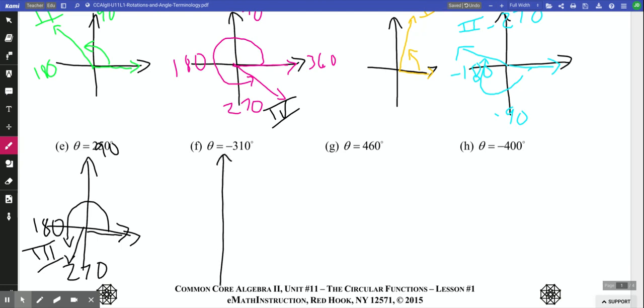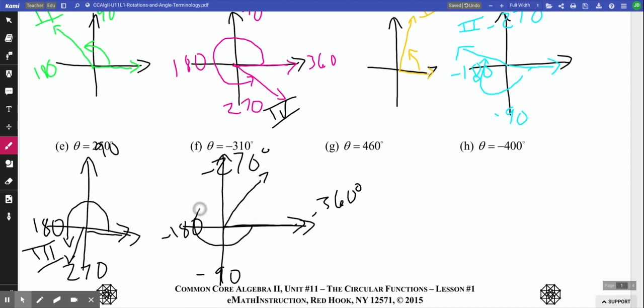F. So again, we're negative. So we got our initial ray, our negative 90, our negative 180, our negative 270, and all the way around would be negative 360. So this one's just about in the middle here again. And we're going negative, remember, so clockwise. Now, those hopefully, even the negative ones, weren't too bad. Shouldn't be too confusing, hopefully.